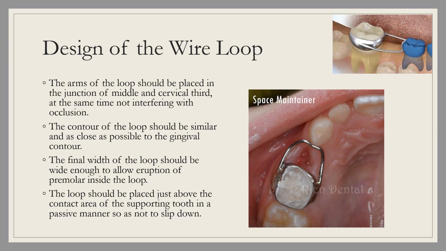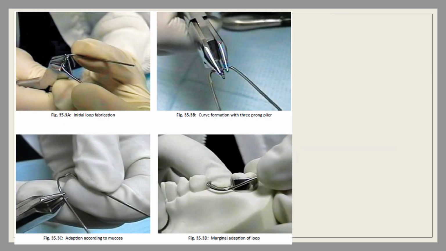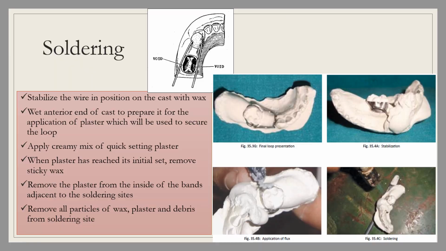And the loop contour should be about 1 mm away from the gingiva, and it should follow the contour of the gingiva. That is how the loop should be. Once you have constructed the initial loop, the gingival contour can be done with the help of the three prong plier, and then marginal adaptation should be done.